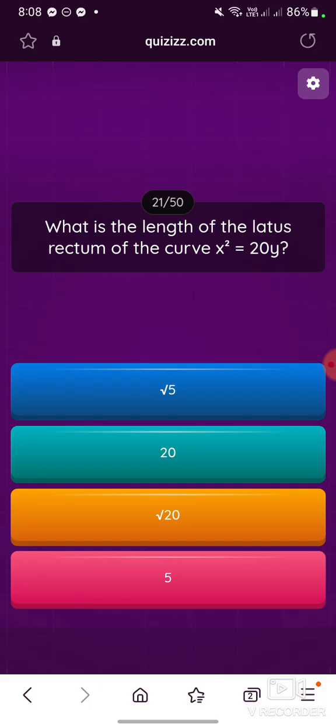What is the length of the latus rectum of the curve x squared equals 20y?